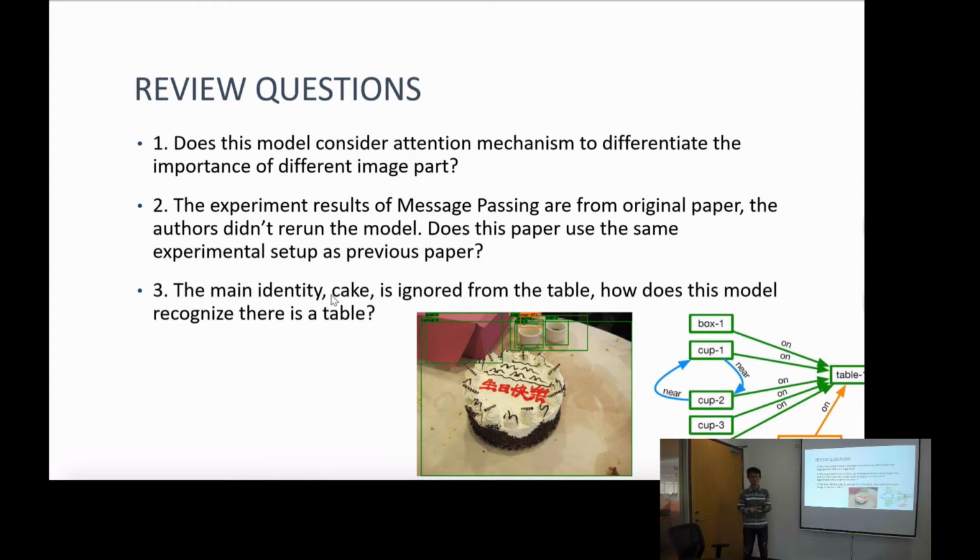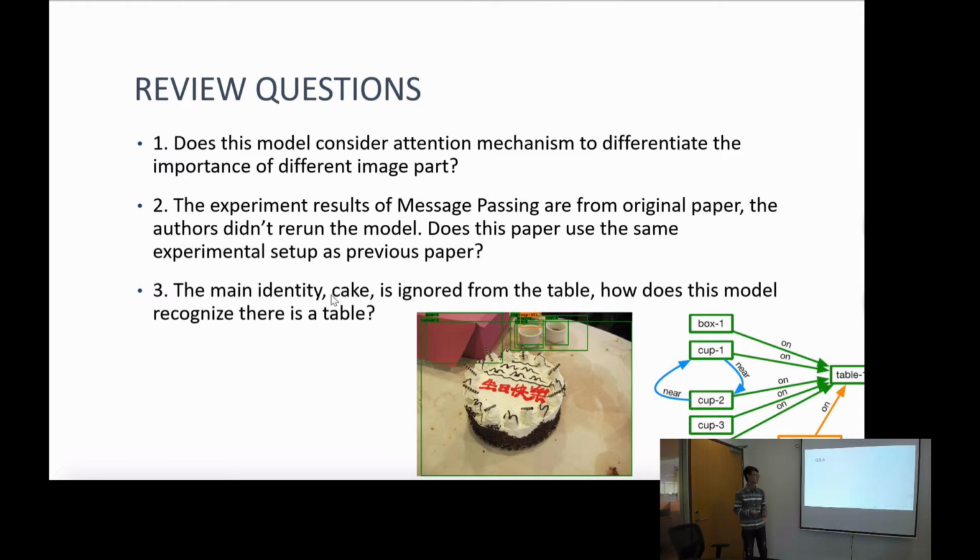And the third one is, in Jing Yao's paper, there is a qualitative part in her experiment. There is a table with several cups on it, and there is also a birthday cake. However, this birthday cake is ignored by this graph. This graph doesn't have the birthday cake. However, this graph recognizes that there is a table. So how does this model achieve this kind of wrong output? Because the important thing of this image is the birthday cake, but this model doesn't consider it. But actually, box on table, cup on table, bowl on table, but no cake on table.